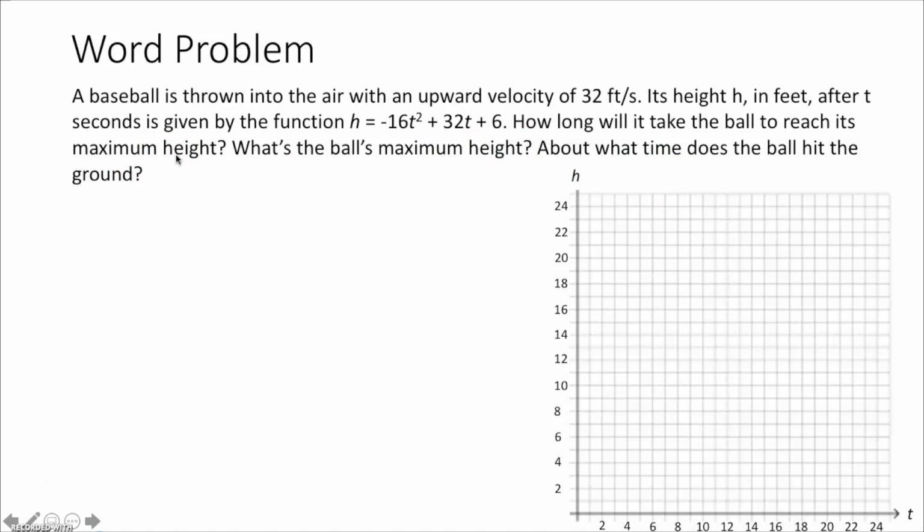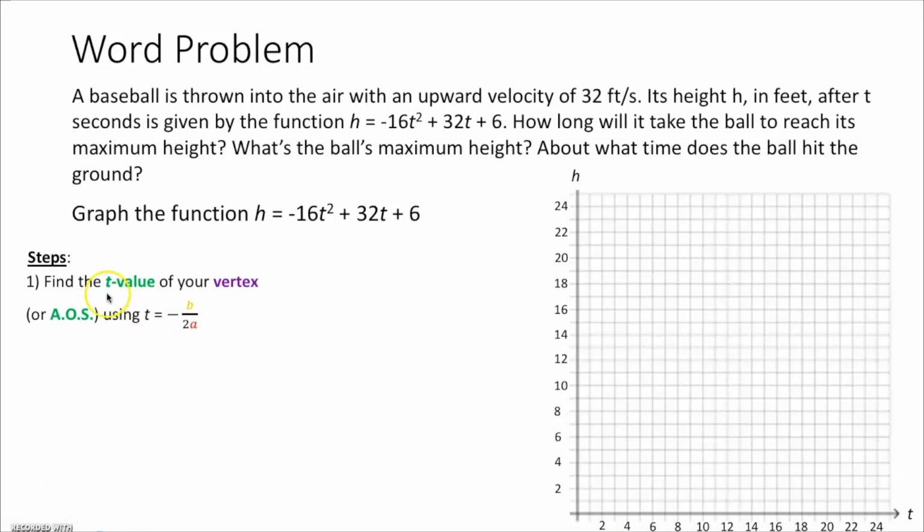It's basically asking us to graph it, because from the graph, we can see what the maximum height is and what time the ball hits the ground. So, let's graph it. Step 1 would be to find the t value of your vertex or axis of symmetry using t equals negative b over 2a, because t is our x in this case and h is our y. So let's go ahead and do that.